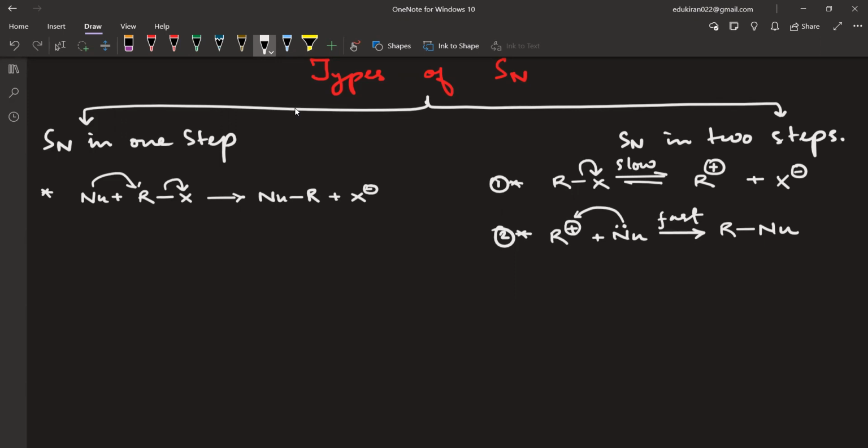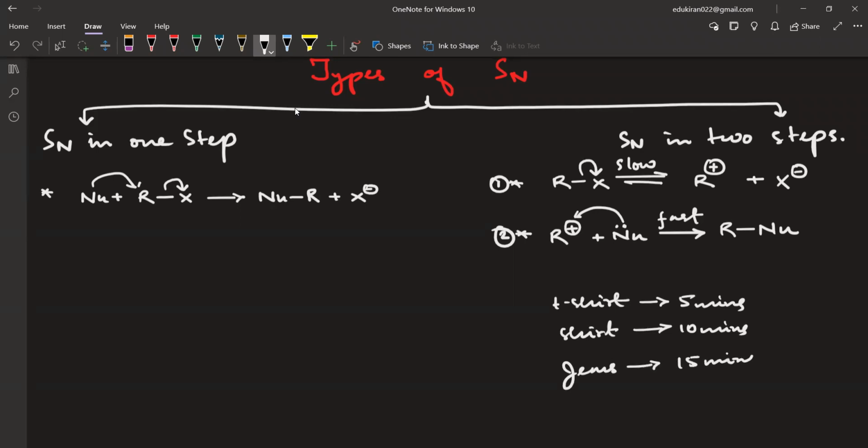Now the question is, if we have two steps, then let me ask you one tricky puzzle. Let us say you have a t-shirt, a shirt, and a jeans. The t-shirt takes, let us say, 5 minutes to dry. The shirt takes 10 minutes to dry, and the jeans takes 15 minutes to dry. So tell me what will be the total time to dry, in the chat? Total time taken. Send your answers in chat.